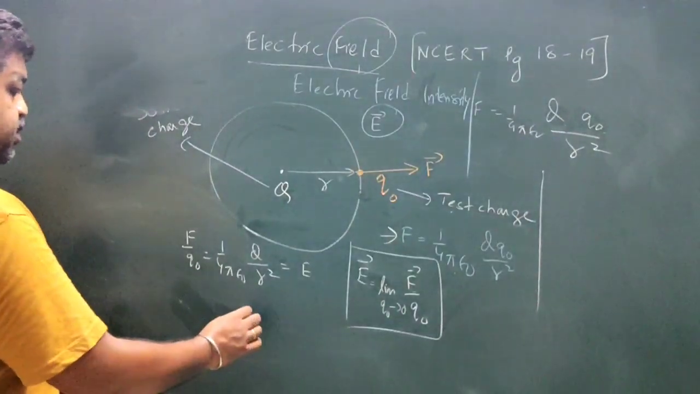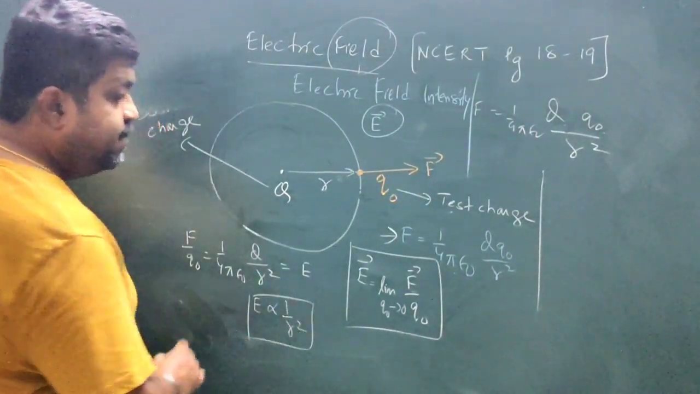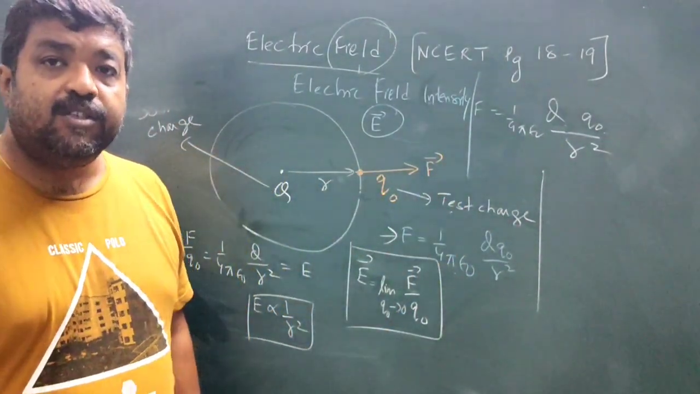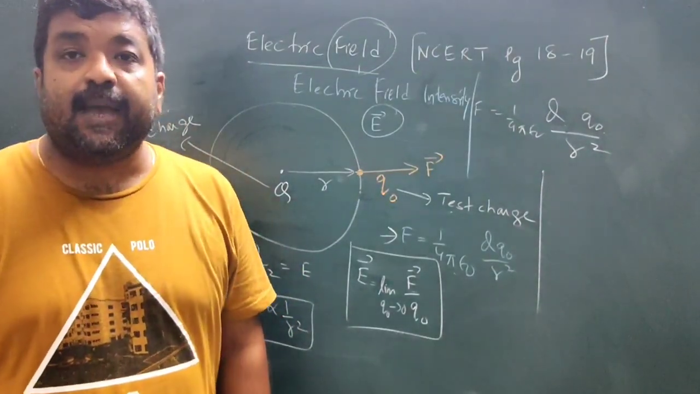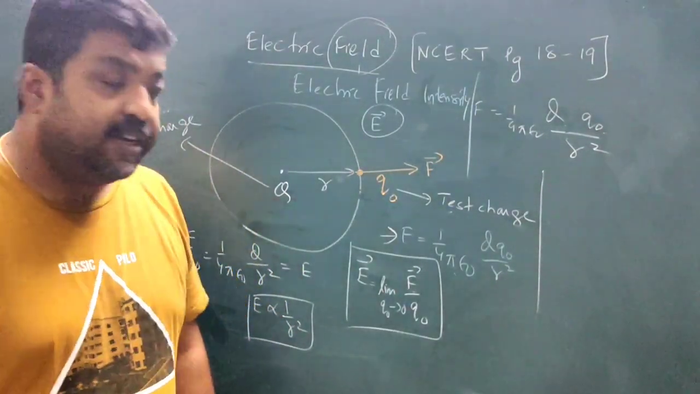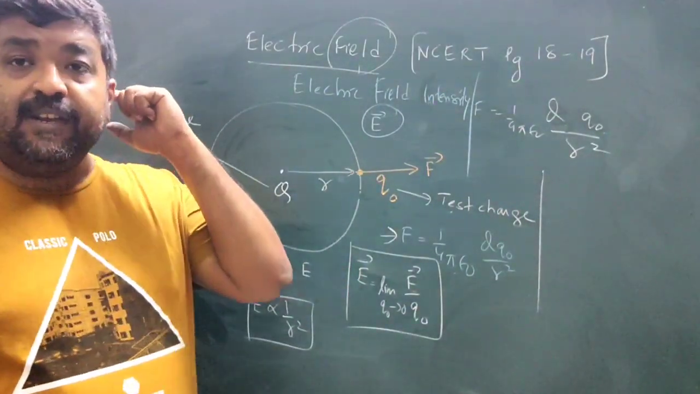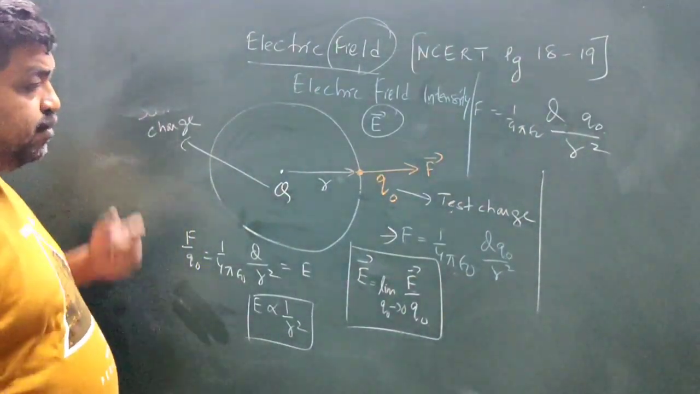Now electric field due to a point charge is inversely proportional to R square. So that means as you move away from this charge, the magnitude of electric field intensity decreases. Okay, as you move away from this charge, the magnitude of electric field intensity decreases. Okay, now one more thing.